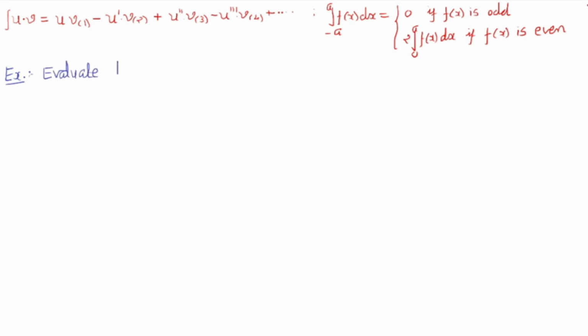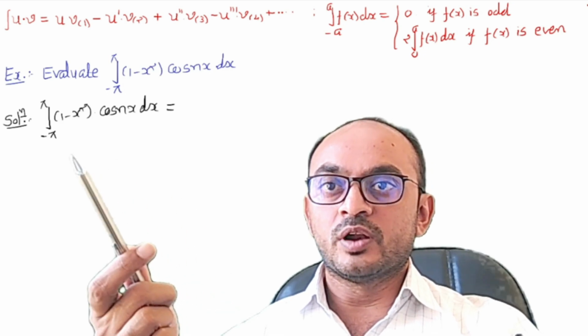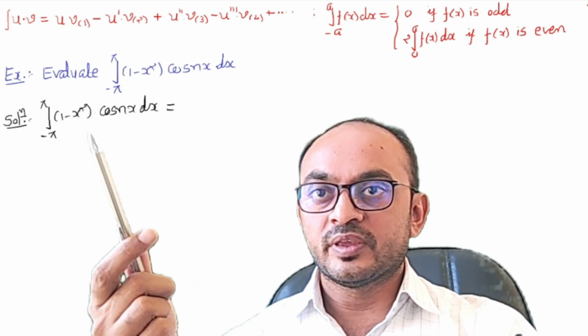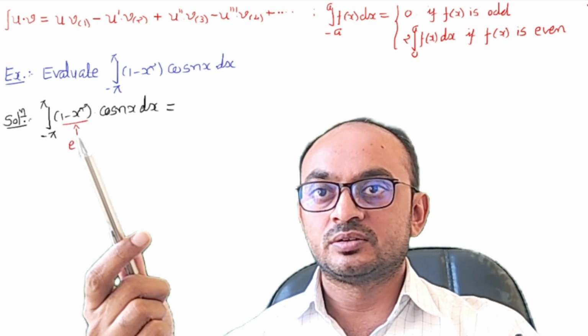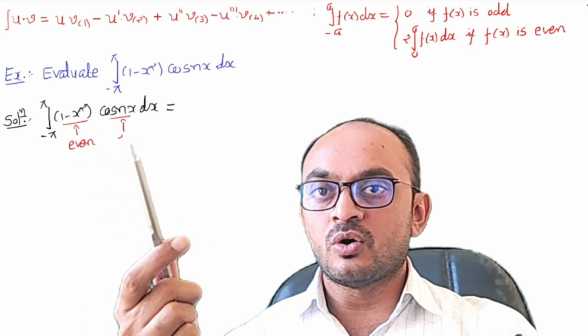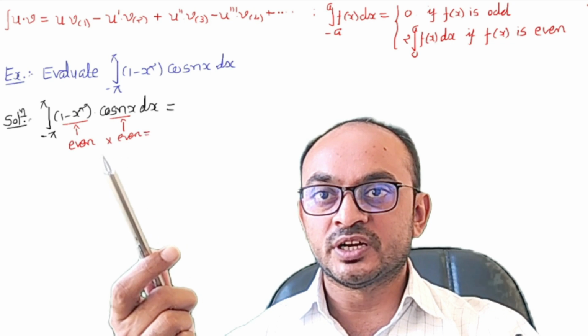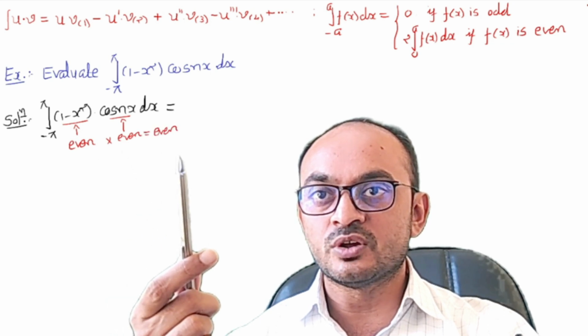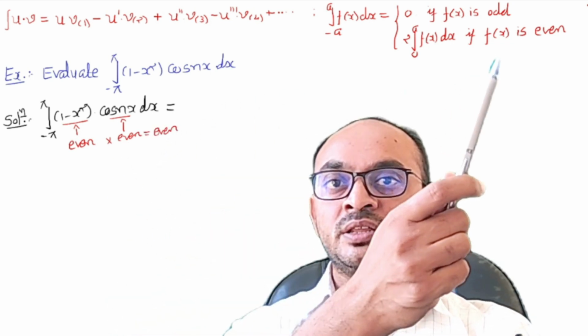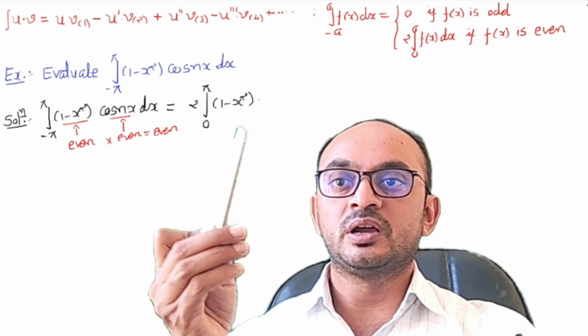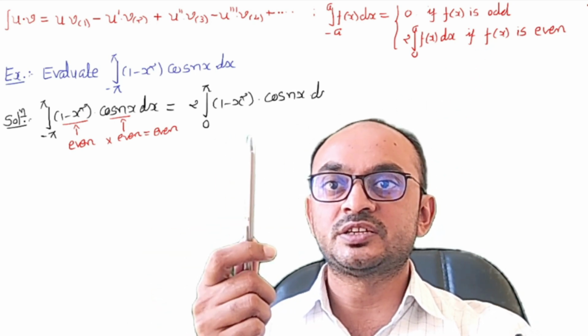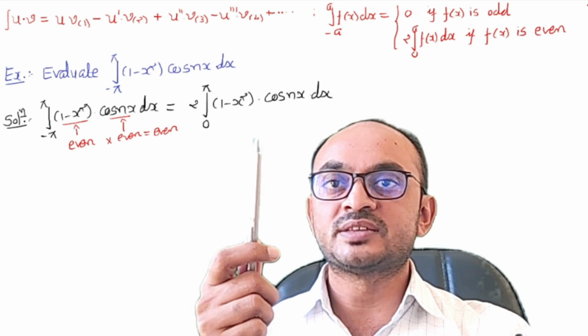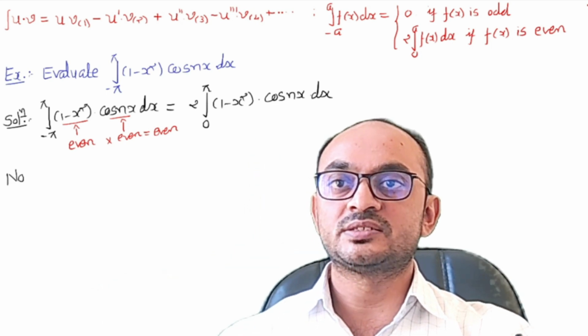Evaluate the integration over minus pi to pi of 1 minus x square into cos nx dx. You know that 1 minus x square is an even function and cos nx is also an even function, and the product of two even functions is also even. So by this property we can say that the given integral is 2 times the integration from 0 to pi of 1 minus x square into cos nx dx.